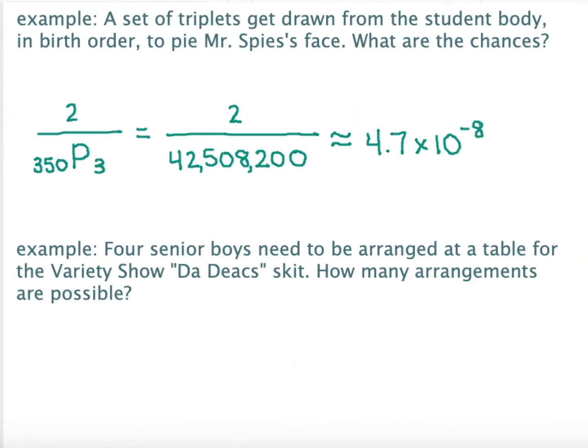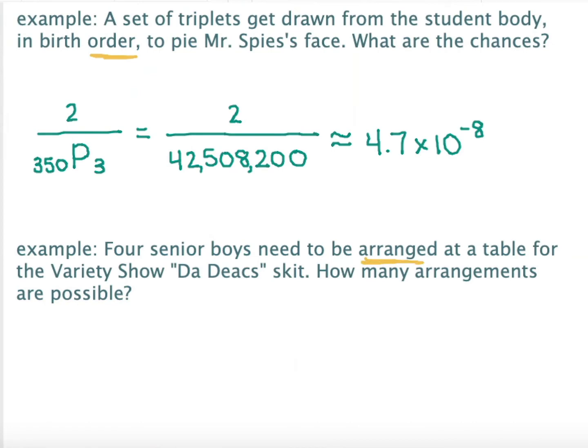4 senior boys need to be arranged at a table for the variety show Da Deeks skit. How many arrangements are possible? So again, we're looking for those keywords. In this one, it was birth order. In this one, we're talking about arrangements. So that's our key that we're talking about permutations.